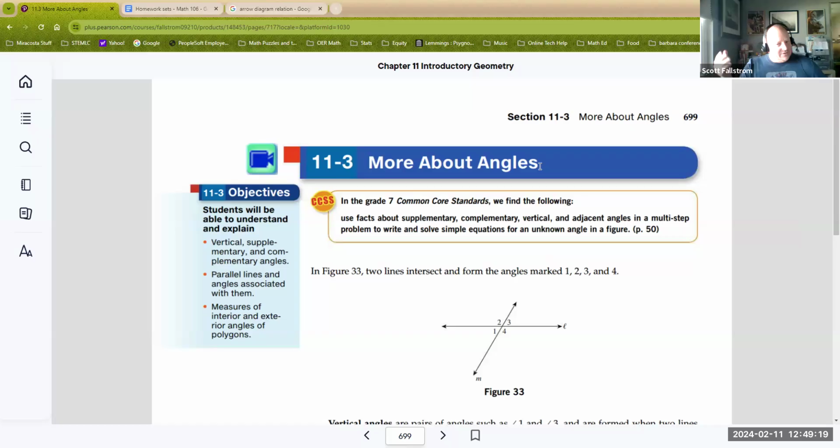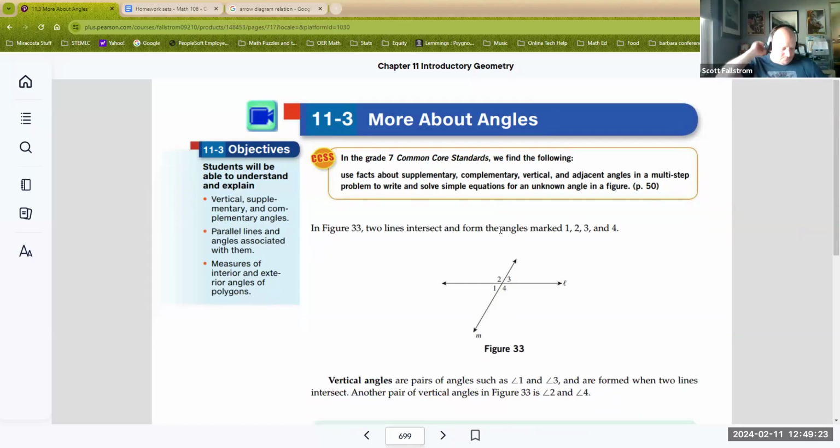So, yes, there's some new terminology, but let's take a look at what the Common Core has to say about this. By the time they hit the 7th grade, students are going to be finding facts about supplementary and complementary angles. We already talked about those. Supplementary: straight lines are 180 degrees. Complementary: a right angle. And I know it's spelled differently, but go with me. Vertical and adjacent angles in multi-step problems, to write and solve simple equations for an unknown angle.